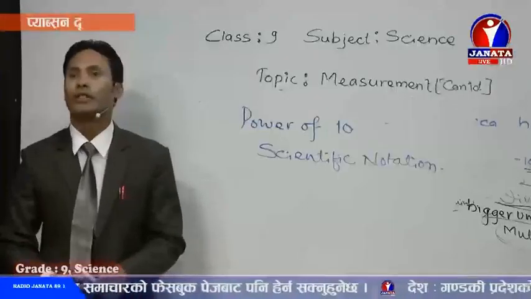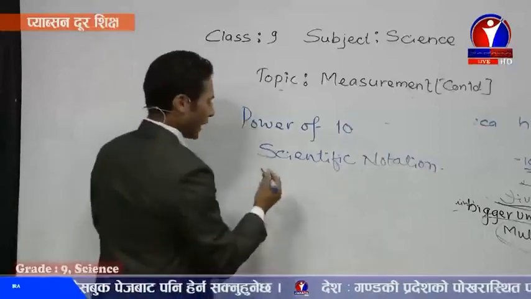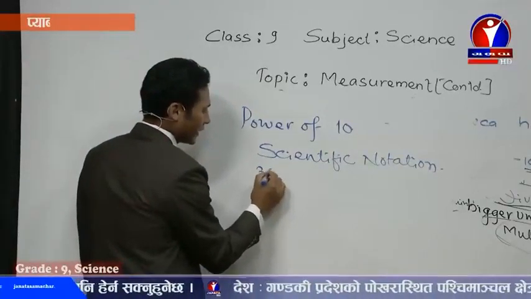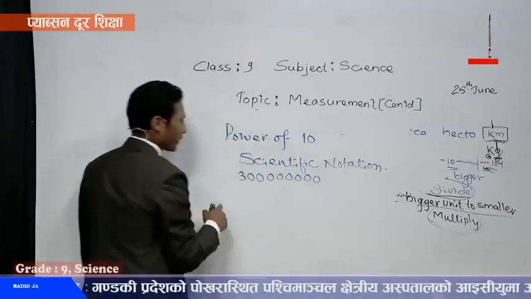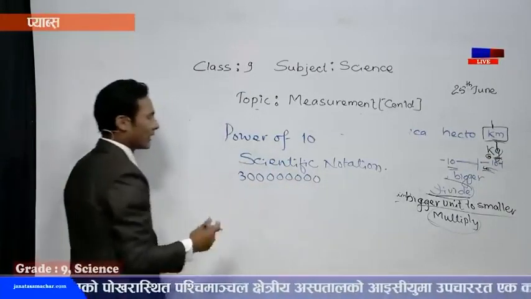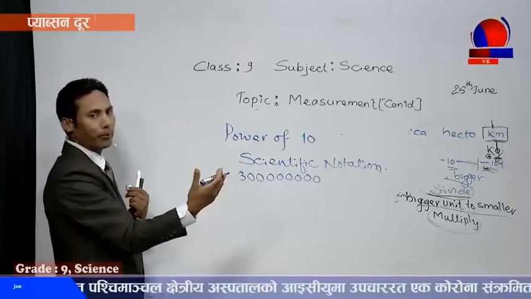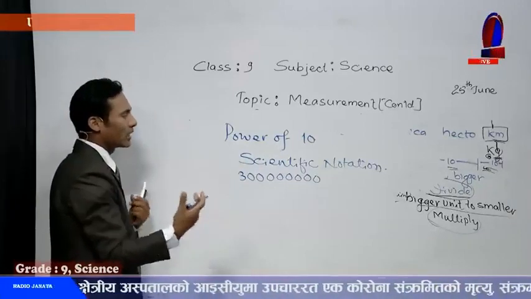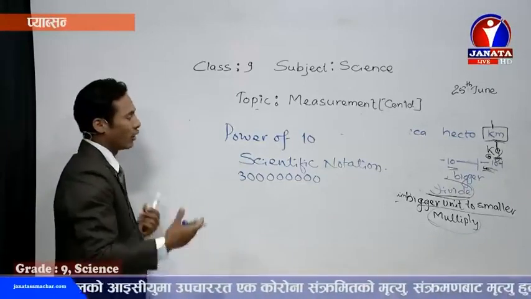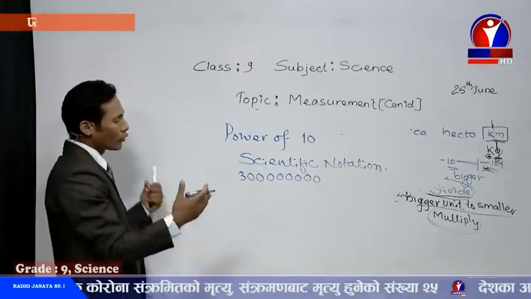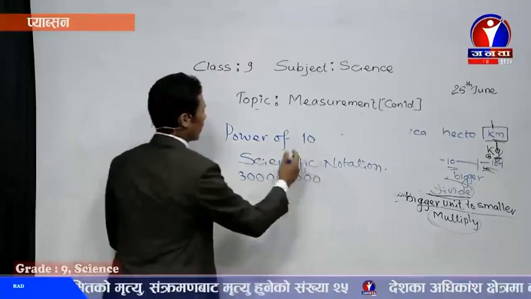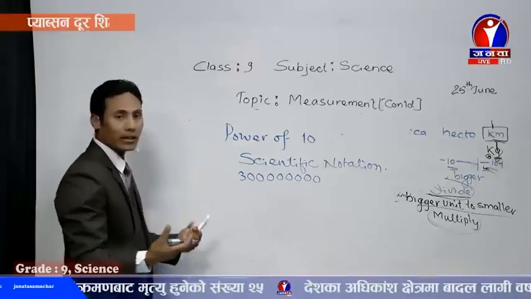For example, let's say there is 3000, okay, this one number is there. This is the longer form. To write down this longer form is difficult, and it takes lots of space and lots of time, right? So to shorten this, the scientific notation or power of 10 is introduced. So how can we explain this?